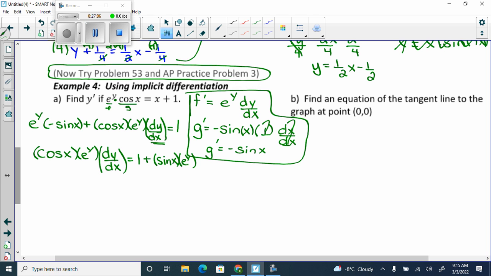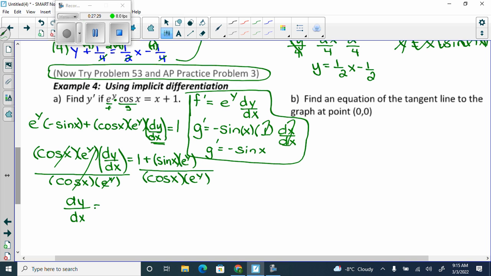Then what do I do? Divide by cos x e to the y. So I get dy over dx. Now, if you were allotted your calculator, we will be able to do the next step that way to check it, but we're also going to do it algebraically. So this is it. I want you to find y prime. So that's it.